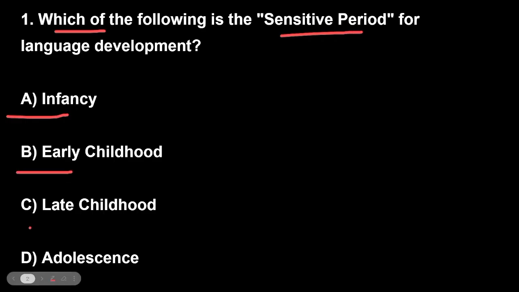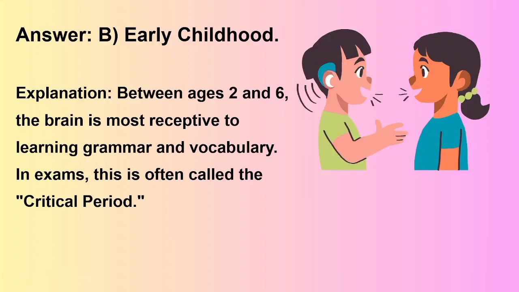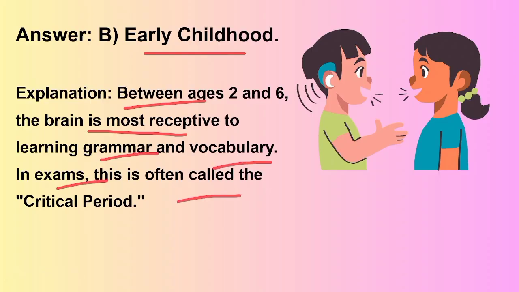The very first question is, which of the following is the sensitive period for language development? Your options are infancy, early childhood, late childhood, or adolescence. Pause the video and try to answer this. The right answer is early childhood, because between the ages of 2 and 6, the brain is most receptive to learning grammar and vocabulary. So, in the exams, this is often called the critical period for language development.